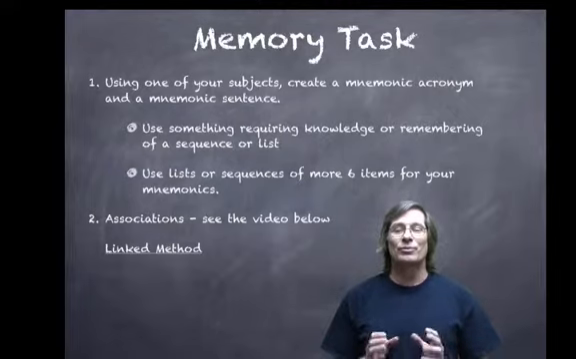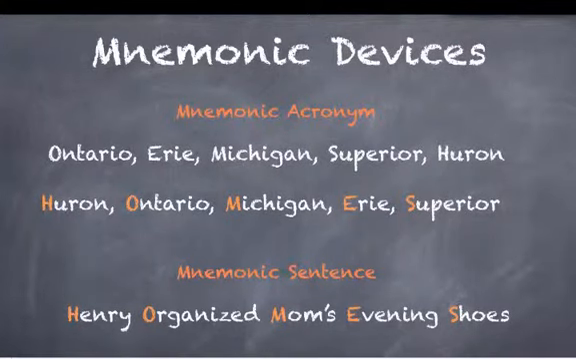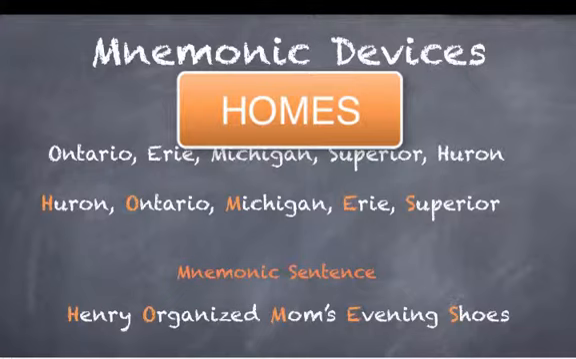Okay, I'm going to give you some examples. I'll move to the next slide and show you. As an example of an acronym, look at the Great Lakes: Lake Ontario, Lake Erie, Lake Michigan, Lake Superior, and Lake Huron. You can use the acronym HOMES: H for Huron, O for Ontario, M for Michigan, E for Erie, S for Superior.